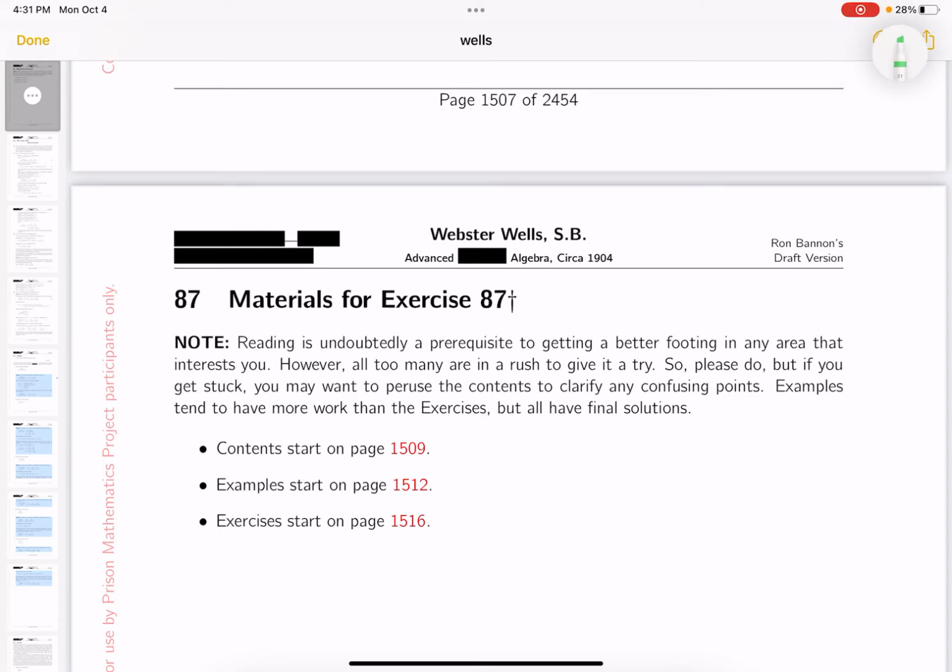Okay, we're in section 87 now. And again, the contents, examples, exercises, it's pretty routine. What are we doing over here? This is Ron Bannon's draft version or an adaptation of Webster Wells's Advanced Course in Algebra dating back to 1904. The PDF document is being made available to the Prison Mathematics project, and we're going to just move forward in it.